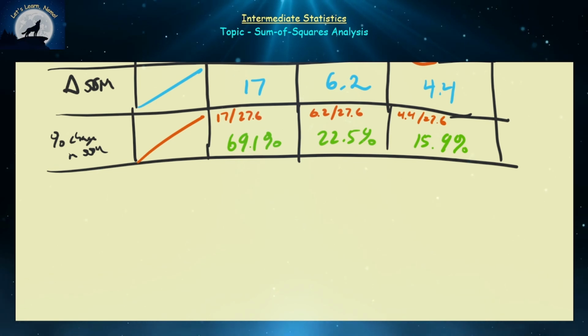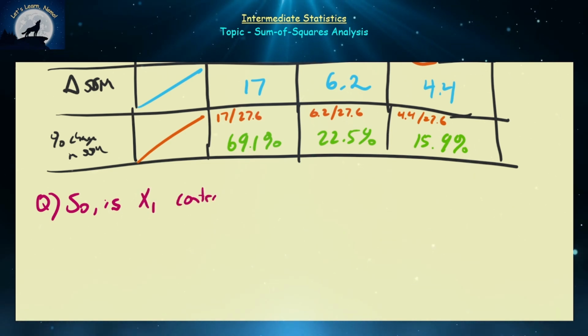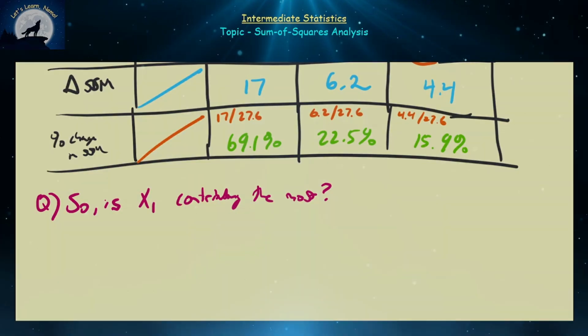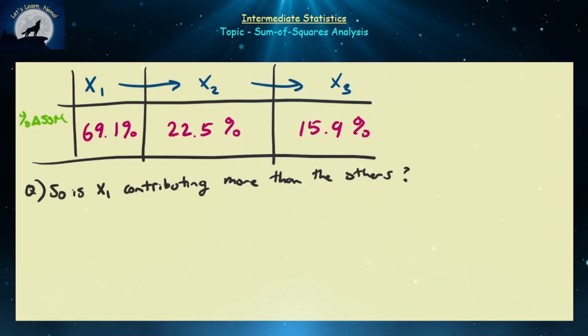So the next question that I want to pose to you: is x1 contributing the most? I want you to take a moment, maybe even pause the video, and think about whether we can interpret this 69.1%, since it's bigger than the other two, as justifying that x1 is really contributing the most to our multiple linear regression model? Before I reveal the answer to this potentially tempting question, I want to mention one thing that we may have taken for granted.